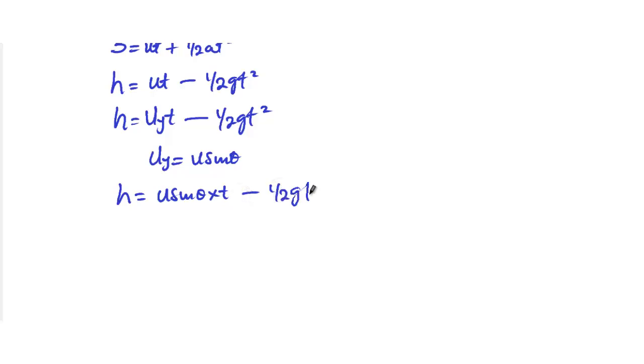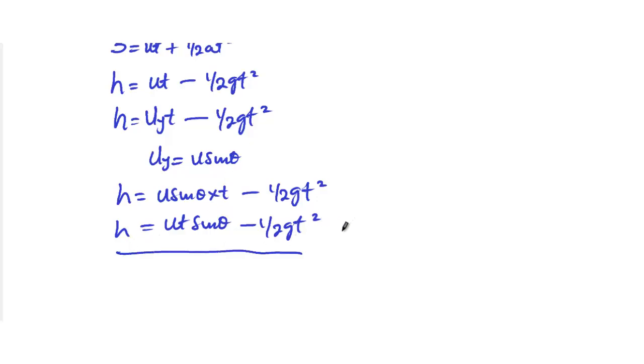minus half GT squared. So if I do this very well, we're going to be having UT sine theta minus half GT squared. So H, which is the height attained at a particular time, or the vertical displacement at a particular time, is given by UT sine theta minus half GT squared. So that is about that.